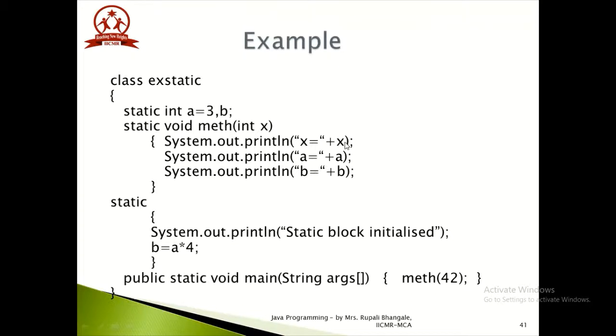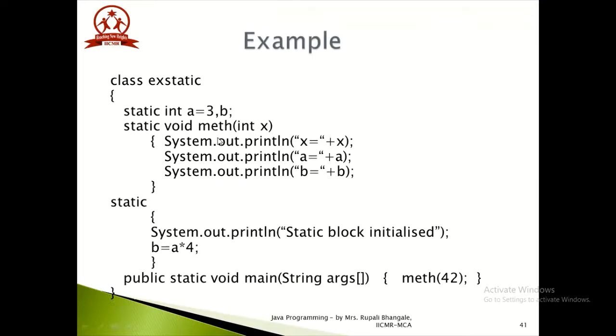And that's how if you call this method, here you will be getting the output as x equals to 42, then A equals to 3 as it is, but B will be changing because that initialization has been happened priorly through your static block. Okay, so here B value will be printed as 12. So this is how your static keyword can be applied to the variable, to the method, and to the block.